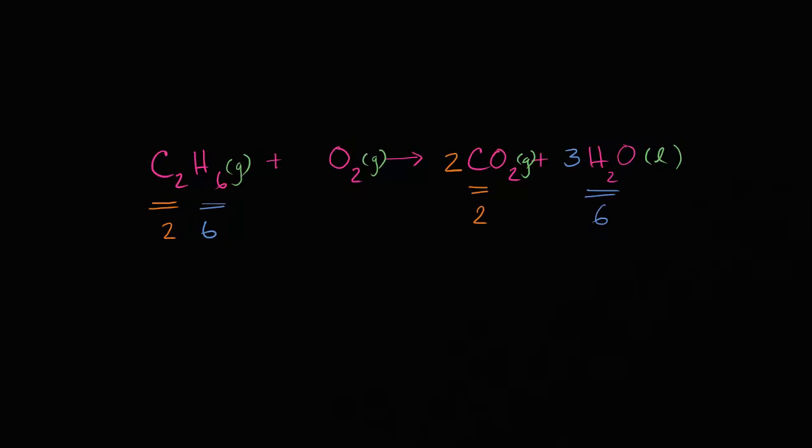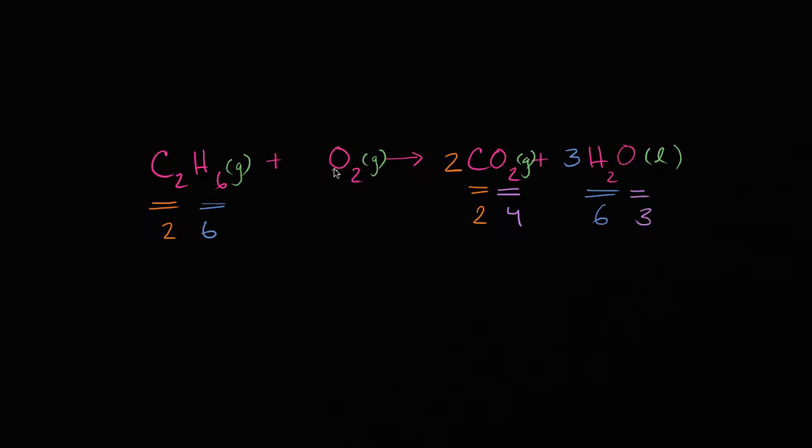So right now, I'll do this in a mauve color. Right now on the left-hand side, I have 2 oxygens. But on the right-hand side, what do I have? Let's see, I have 2 times 2. So this right over here is 4 oxygens. And then I have 3 water molecules. Each of them has 1 oxygen atom. So 3 times 1. So this is going to be 3 right over here. So on the entire right-hand side, I have 7 oxygen atoms.